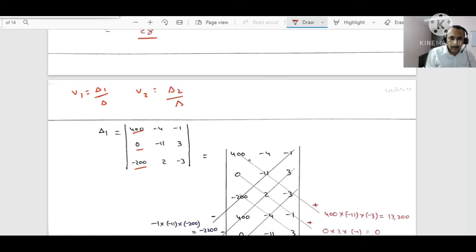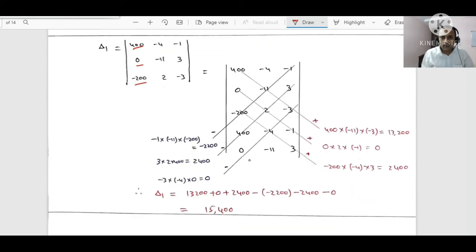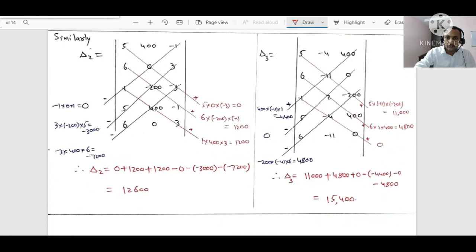V2 will be delta 2 by delta, and V3 will be delta 3 by delta. Now let me find out delta 1. Just replace the first column with 400, 0 and minus 200, in the matrix AX equals B. You replace the first column of A with B. To find delta 1, repeat the same procedure: repeat the first two rows again and do the multiplication. You will get 15,400 as delta 1, right?